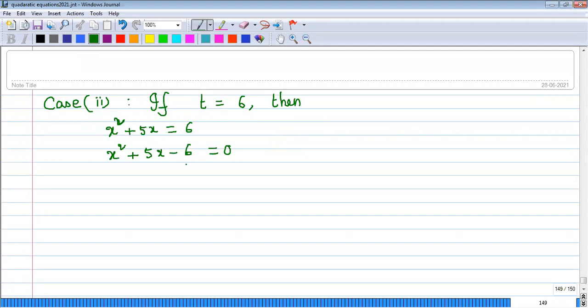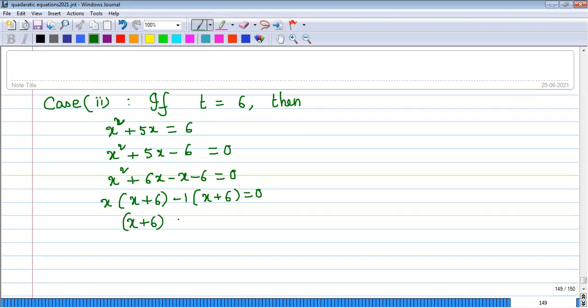Factors of 6: 6 and 1. So plus 6 minus 1 is 5. So with the help of factorization only we can solve. X square plus 6x minus x minus 6 equals 0. Okay, am I correct? So next, x common, we have x plus 6. So minus 1 common, x plus 6 equals 0. Again x plus 6 common, we have x minus 1 equals 0. So we get x is equal to minus 6 and x is equal to plus 1.